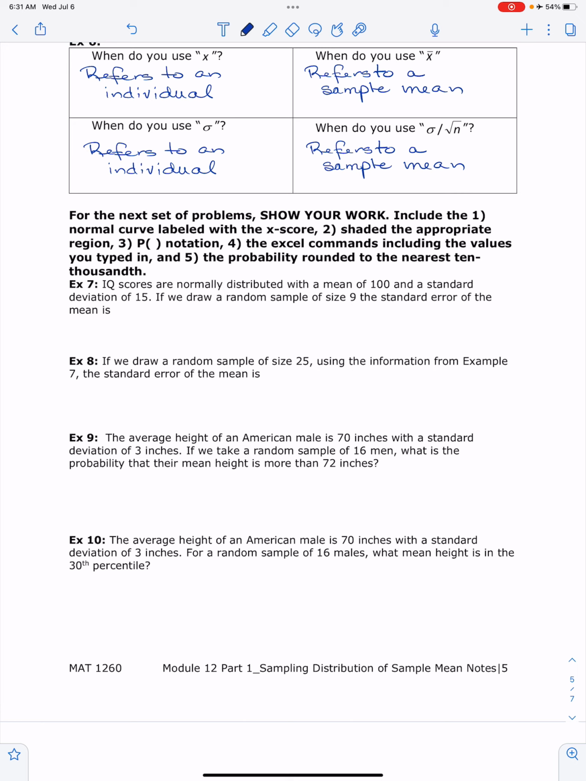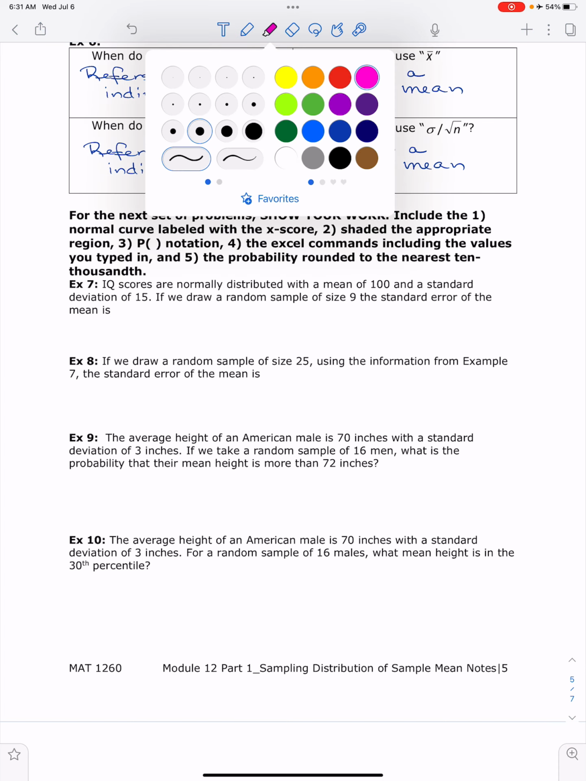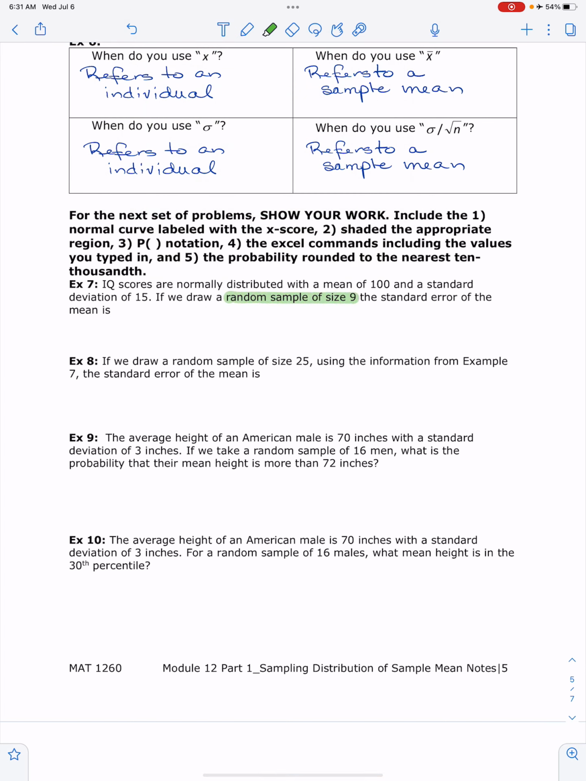Example 7 says IQ scores are normally distributed with a mean of 100 and a standard deviation of 15. If we draw a random sample of size 9, so we've got a random sample of size 9, we want the standard error of the mean. So our standard error, again, that is sigma sub x bar. We find that by taking the population standard deviation, divide it by the square root of the sample size. There's our square root of the sample size. We'll stick that number in there in a minute.